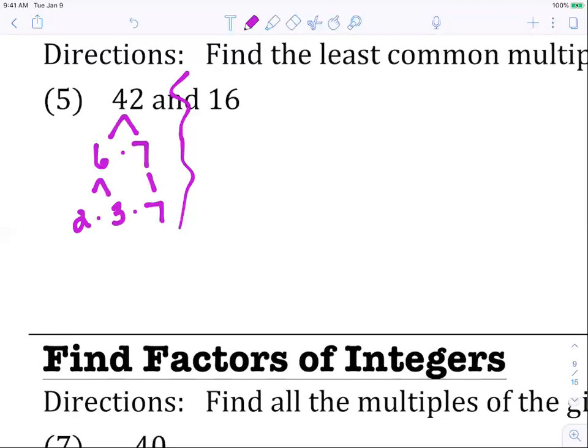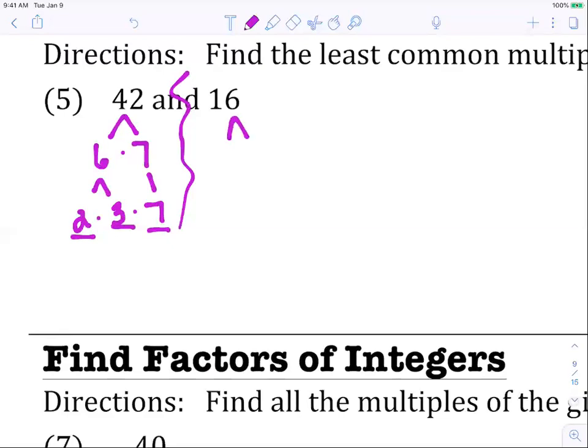Now, all of these numbers, 2 can't be broken down anymore. 3 can't be broken down anymore. 7, all of those numbers, the only thing that multiplies to give you each of those is just 1 and itself. Now we're going to do the same thing, but we're going to do it with the number 16.